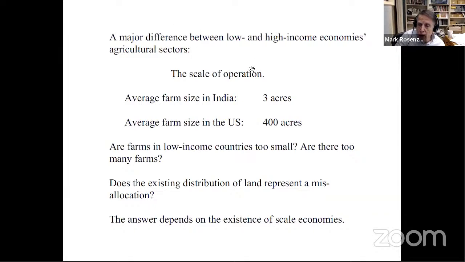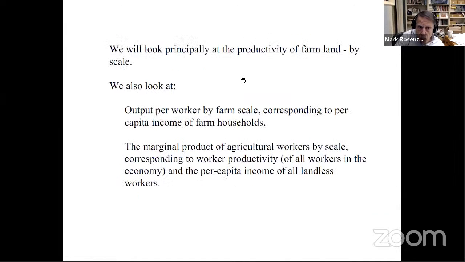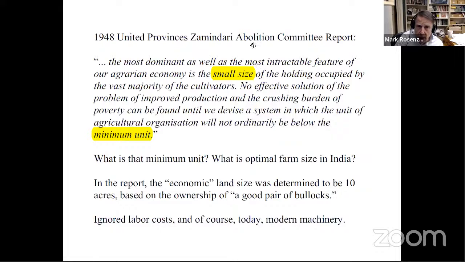Now, we use data from India because it's really excellent, and I'll describe what I mean by excellent in a few minutes. But this issue about small farm size pertains to all low-income countries of the world, as I'll show you. Okay. Now we're going to look particularly at the productivity of farmland, but we're going to also look at output per acre, income per capita in agriculture as well, the marginal product of workers, et cetera.